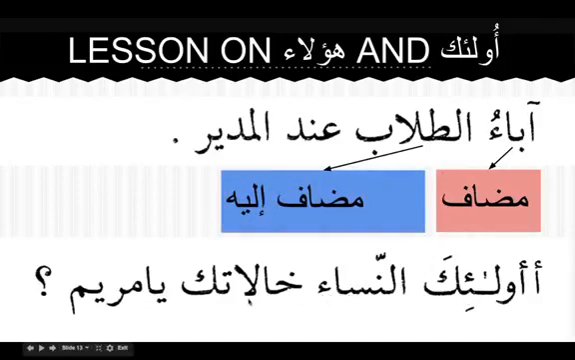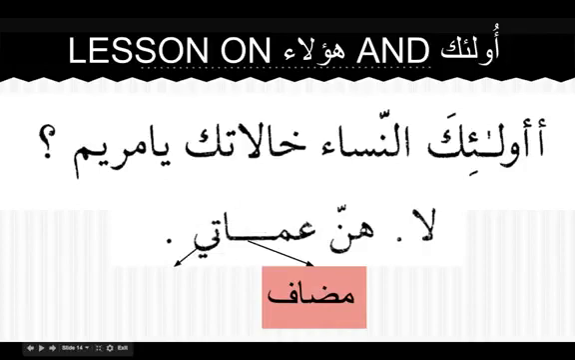A-ulaika nisa'u khalatuki? Because ya Maryam, if you see here, it is addressed to a feminine, so we don't say ka, we will say ki. A-ulaika nisa'u, or these women, khalatuki, your maternal aunts. Khalatuki, ya Maryam, O Maryam, ya Maryamu. So khalatu is mudaf, and this ki is mudaf ilayhi. So if you are asking, and the answer is la, no.